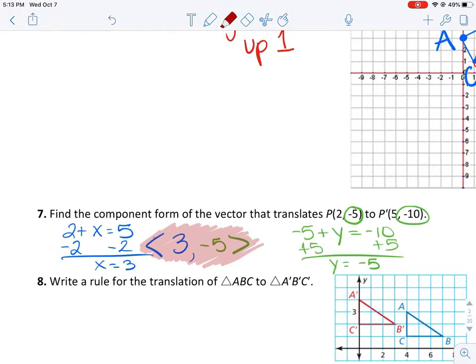So here is the component form of the vector that takes us from our pre-image to our image. Now's a great time to ask questions if you're confused how to find the vector given a point from the pre-image and the image.